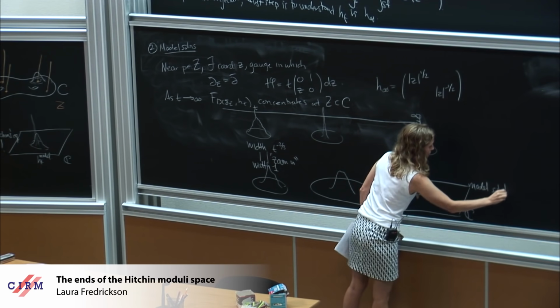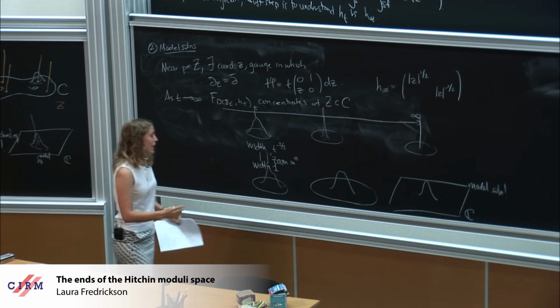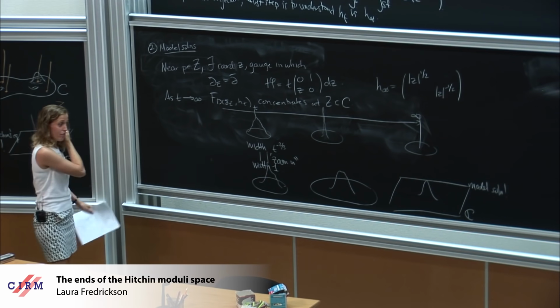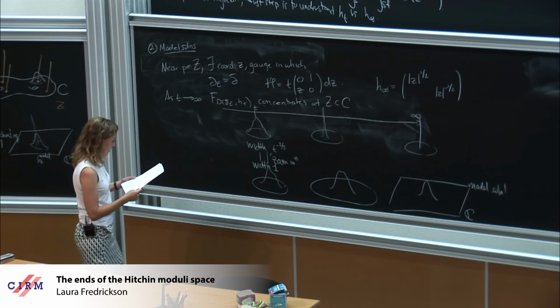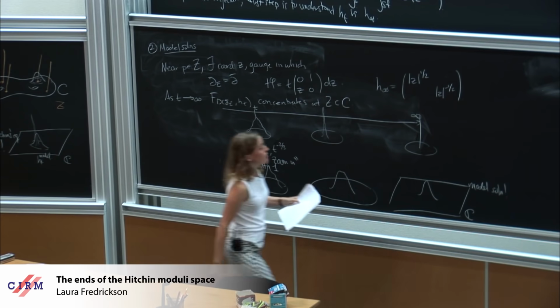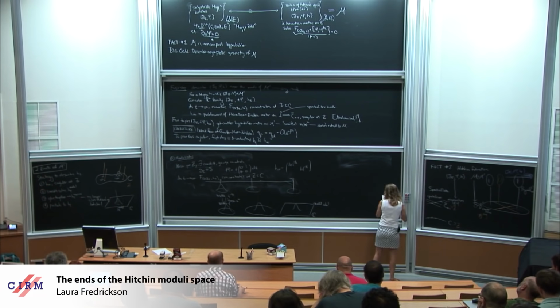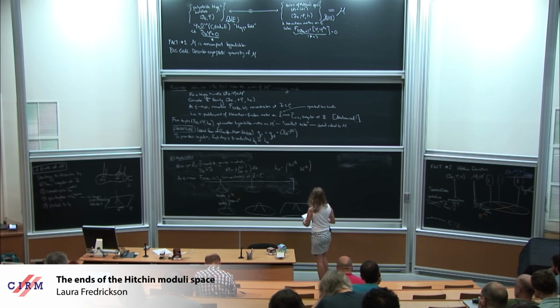So the first point I want to make is that the model solution you can actually recover just from a family HT going to infinity. This isn't something that just comes out of nowhere. And then the second thing is that I can actually write down the model solution explicitly.